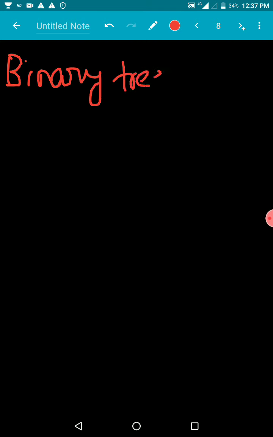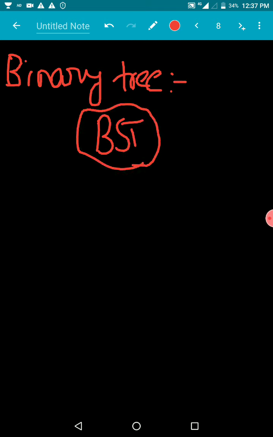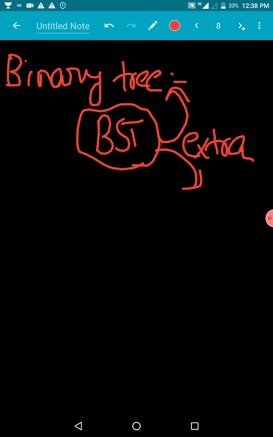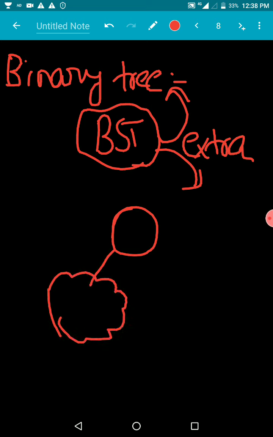Therefore, we are going to a binary tree. Instead of using a plain binary tree, we use a binary search tree for searching purposes. What is a binary search tree? It is a binary tree with an extra condition. What is the extra condition? Every node's value is always greater than the values in its left subtree and always less than the values in its right subtree.